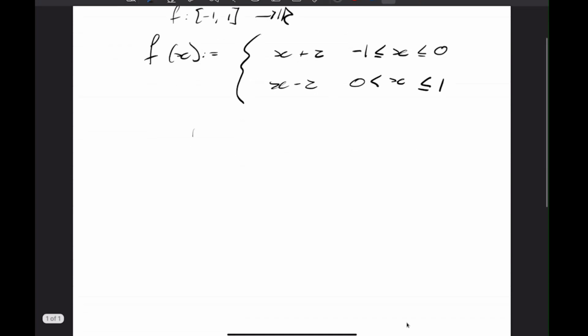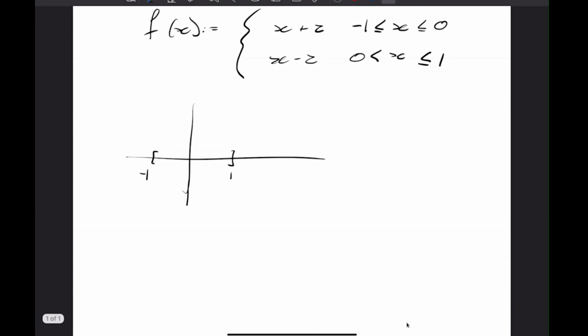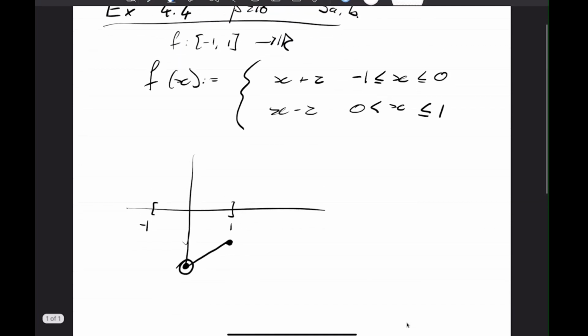Okay, so before we start, let's just think about what the graph of little f looks like. So when x is positive, it looks something like this. We're interested in what f does from minus 1 to 1. So here f looks like that. It doesn't take on the value 2 here at 0. It takes on the value plus 2 over there. So the graph of the function looks something like that.